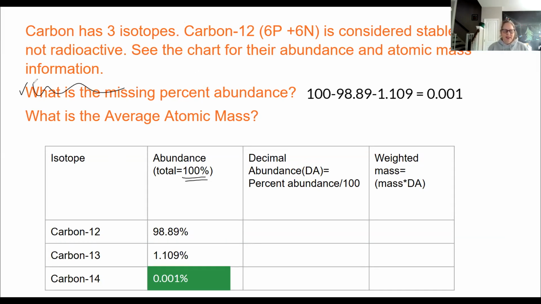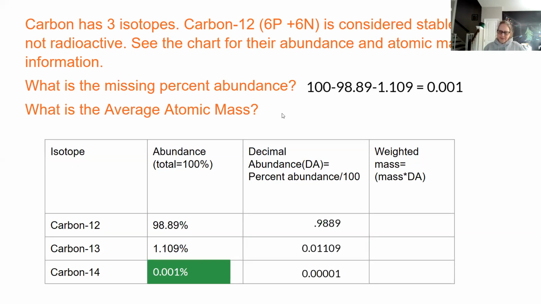Sometimes they won't even say this. They'll just say, what is the average atomic mass? Make sure you go through the whole calculation. Find the missing percent abundance first if they're not all given, and then go on. The decimal abundance is the percent abundance divided by 100. It's just changing it from a percent to a decimal. So we're just dividing by 100. 98.89% is 0.9889, and so forth.